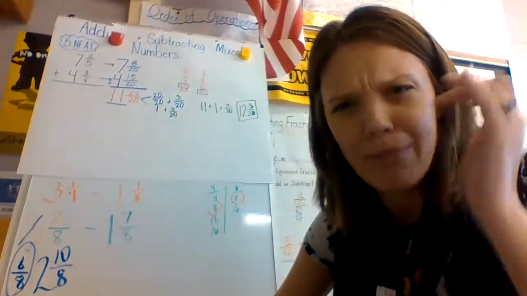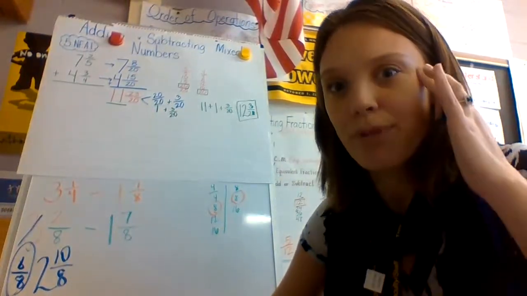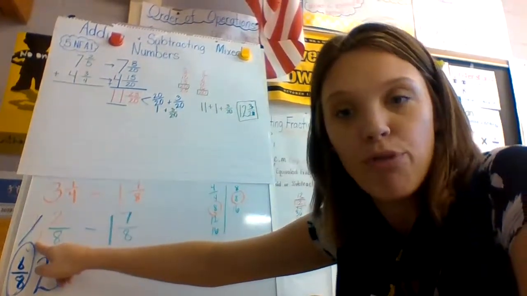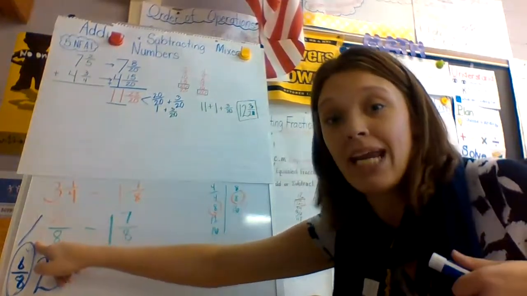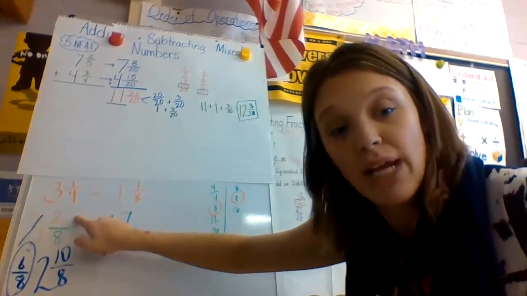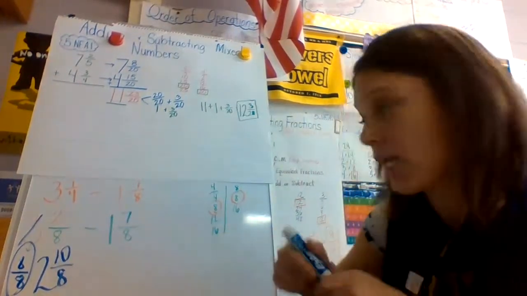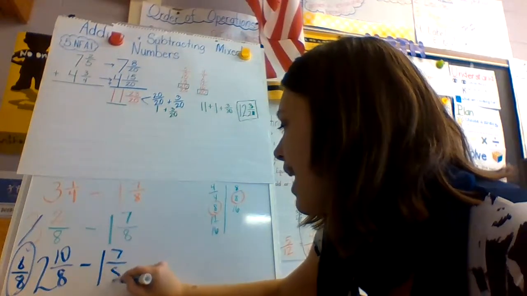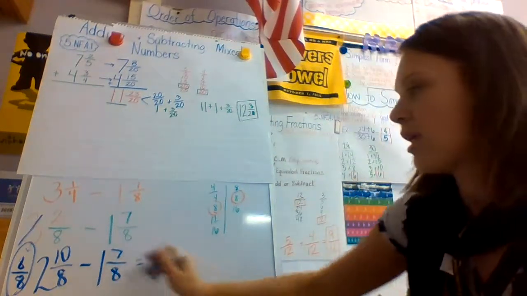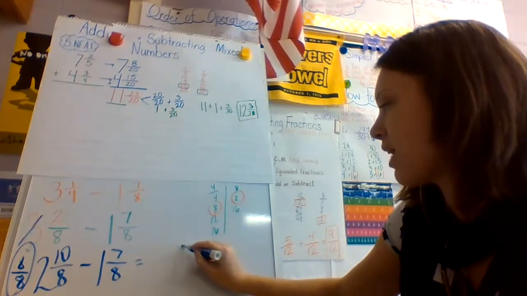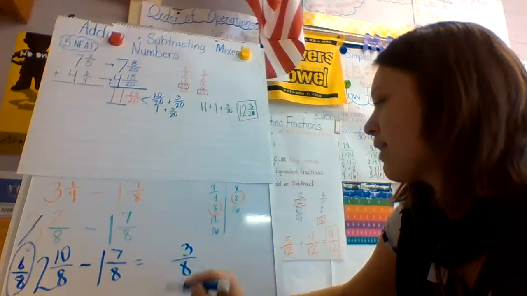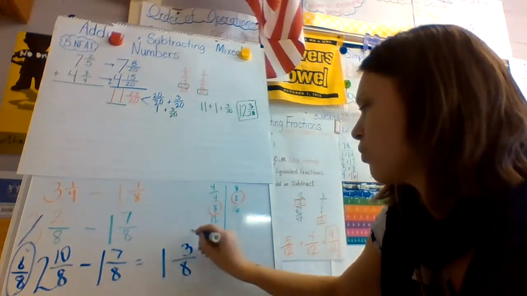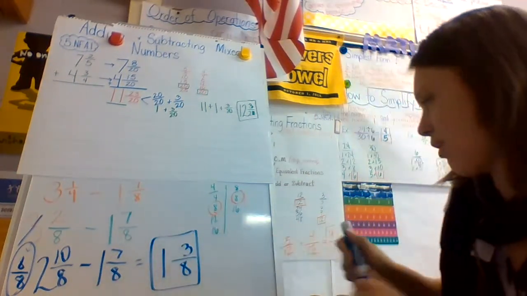I'm sitting here thinking, wait, what am I doing wrong? Hold on. Sorry. It's been a very long day. So when I take 1 whole away from 3, that's like taking away 8/8 to give to my fraction. So 2/8 plus 8/8 is 10/8 minus 1 and 7/8. Now I can subtract. 10/8 minus 7/8 is 3/8. Now I can subtract my whole numbers. 2 minus 1 is 1. And that's 1 and 3/8.